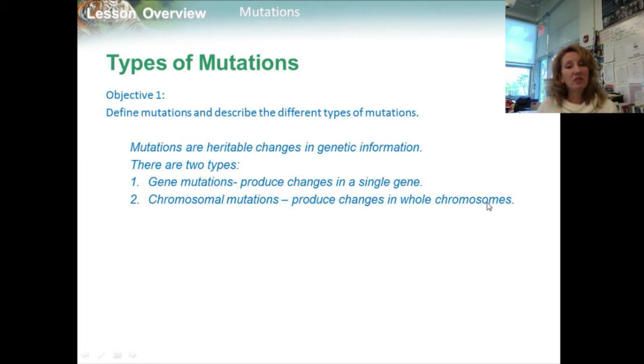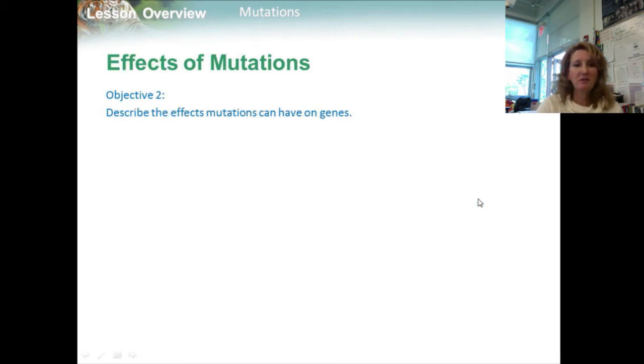Mutations are heritable changes in genetic information, and there are 2 types. There's gene mutations, which produce changes in a single gene, or chromosomal mutations, which produce changes in the whole chromosomes. And you are responsible for knowing each type of those gene mutations and chromosomal mutations too. So objective 2, describe the effects mutations can have on genes.